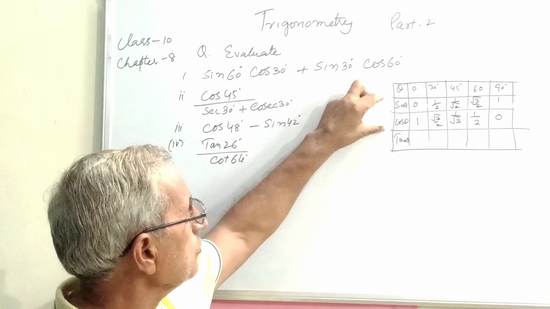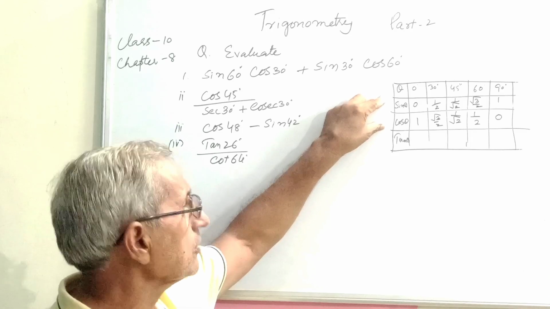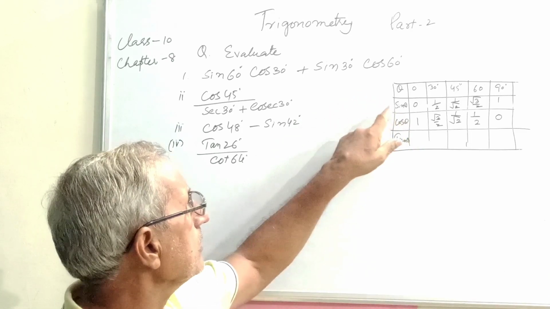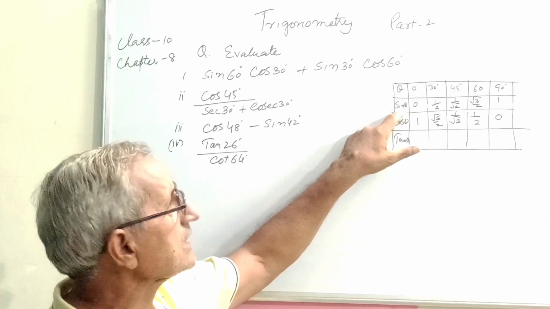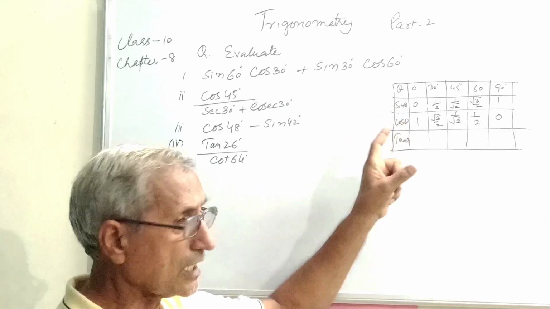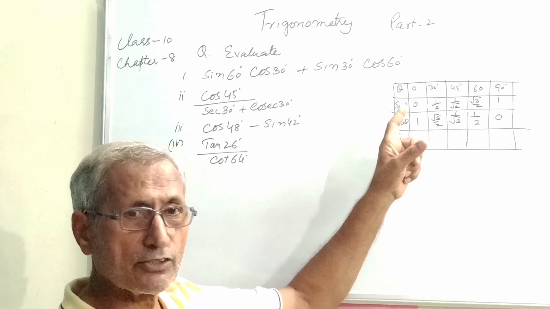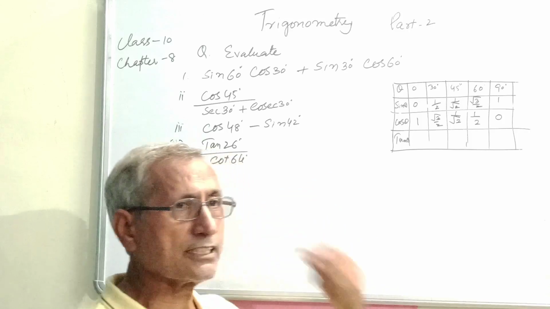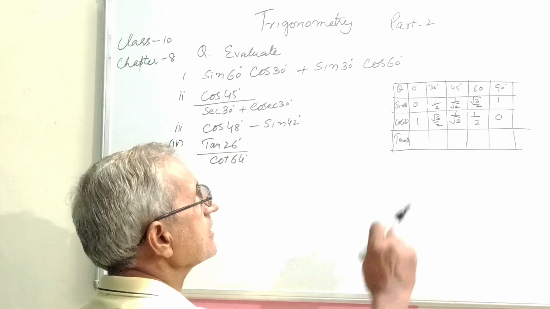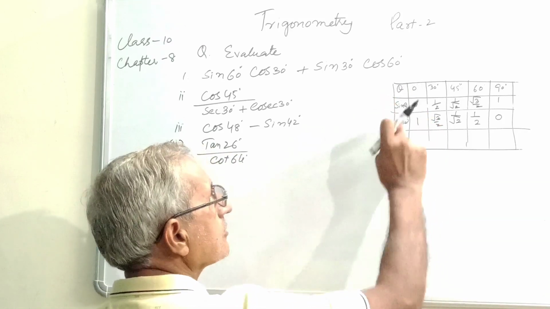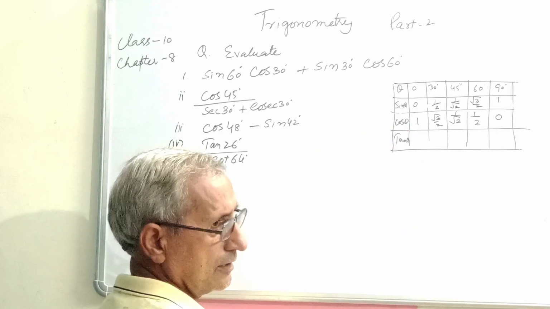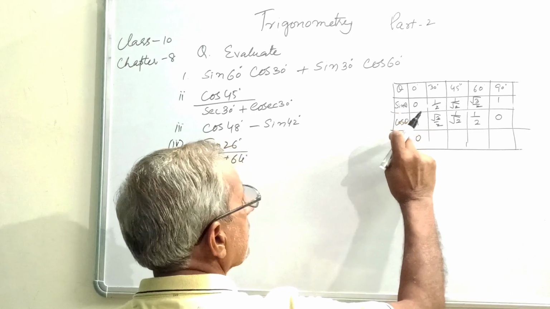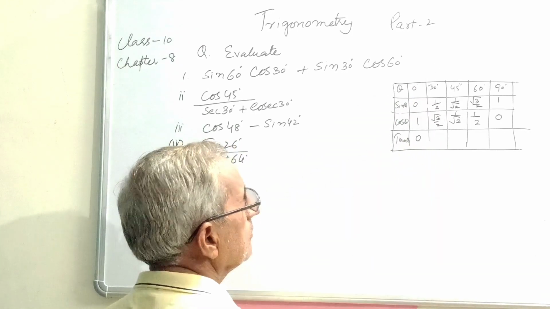So you need to remember only the values of sin theta. If you know the standard values of sin theta, you can write cos theta as well as tangent theta. For tangent theta, tangent theta is equal to sin theta upon cos theta. 0 divided by 1 will be 0, so tangent 0 will be 0.